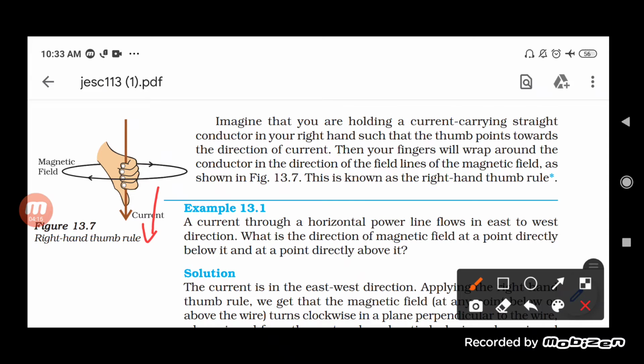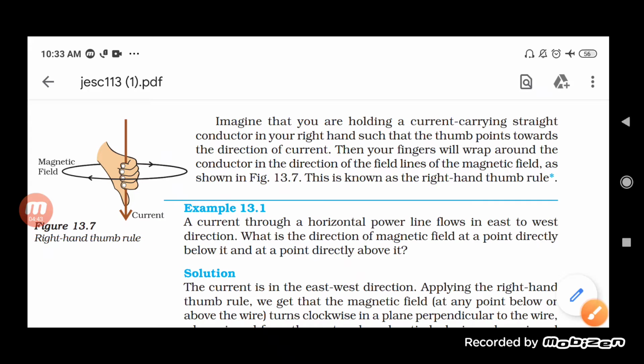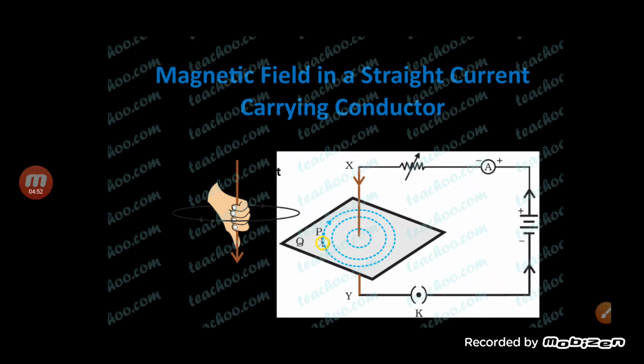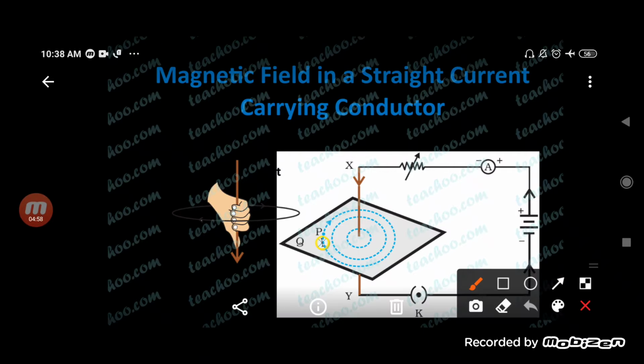Now what will happen if we change the direction of the current? Suppose it is in the upward direction. When we change the current direction, if it starts moving upward, the direction of the magnetic field also changes. Now you see in this picture also, students, the current is moving in the downward direction, and thus concentric circles are formed.